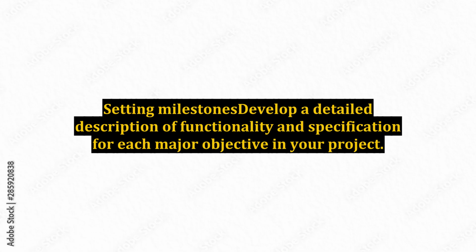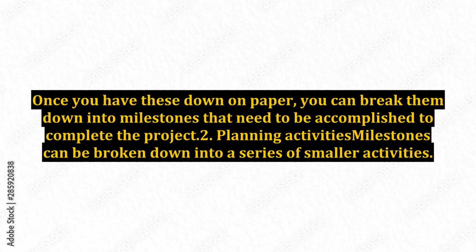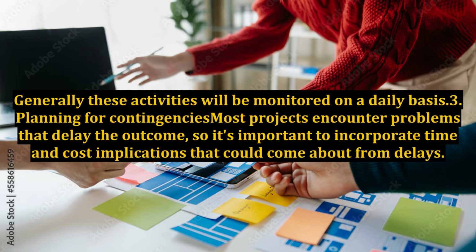1. Setting milestones. Develop a detailed description of functionality and specification for each major objective in your project. Once you have these down on paper, you can break them down into milestones that need to be accomplished to complete the project. Point 2. Planning activities. Milestones can be broken down into a series of smaller activities. Generally, these activities will be monitored on a daily basis.